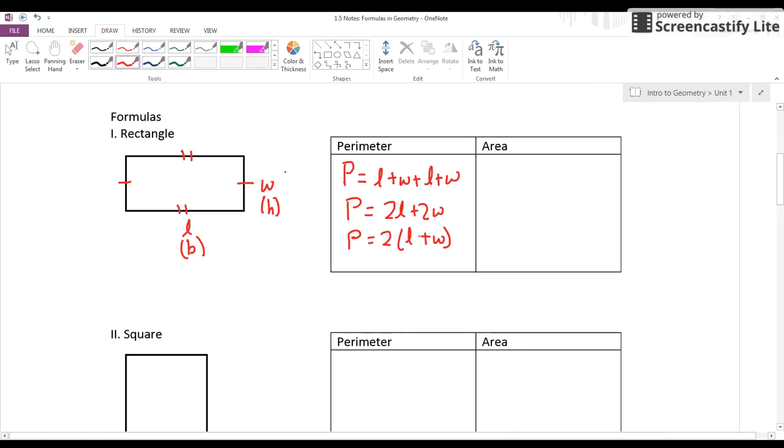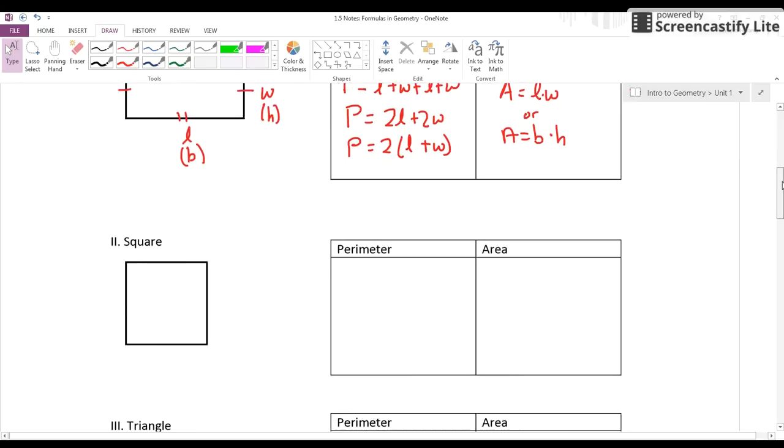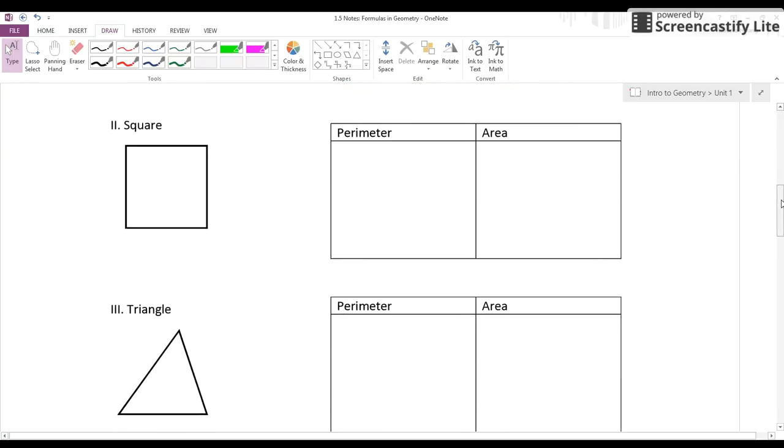What I'd like to see you guys doing when you're doing your work is write the formula first, then plug in your numbers. And we'll see that in our example. Okay? Area, one area formula here. Area is going to be length times width, right? Or you can call it base times height, however you want to see that. All depends on how you label your sides. Those are rectangles.